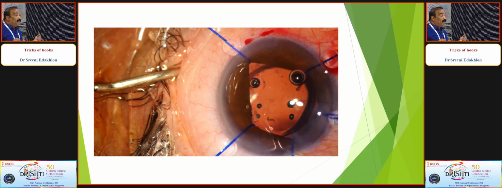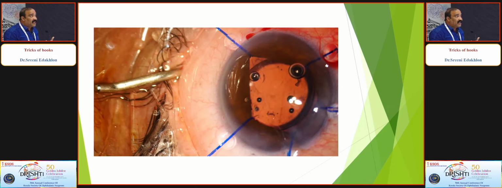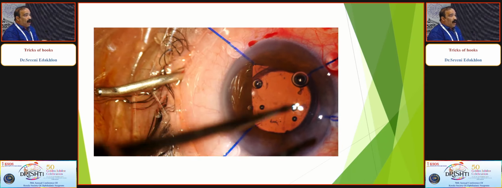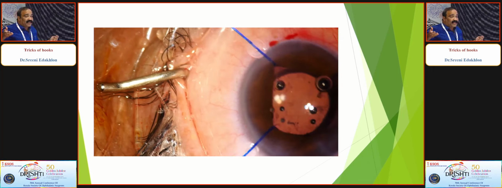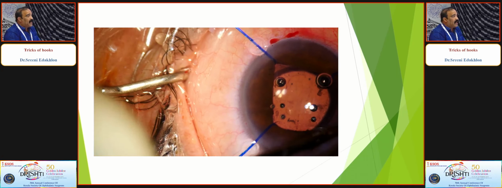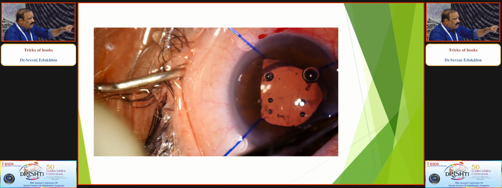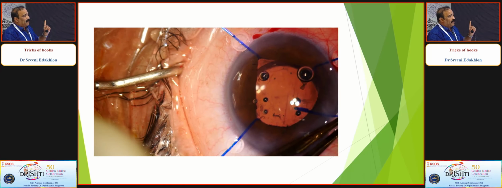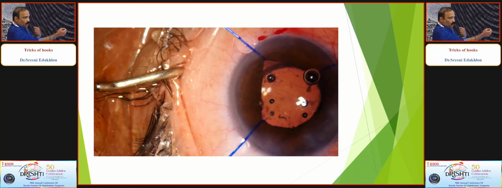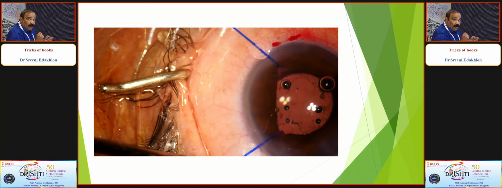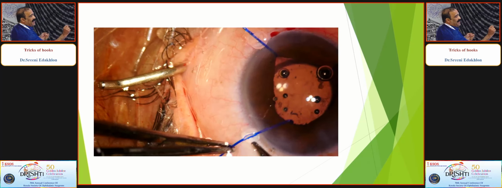The biggest problem I had when I started using these iris hooks was how to take them out. Some literature says you just pull it out because it's a soft material. But whatever is said and done, you're going to injure the pupillary margin. So always withdraw the stopper, then push the iris hook inside so that it is away from the pupillary margin. Turn it around so that when you pull it, it doesn't hit the pupillary margin. In the last one, I'll make it much clearer.